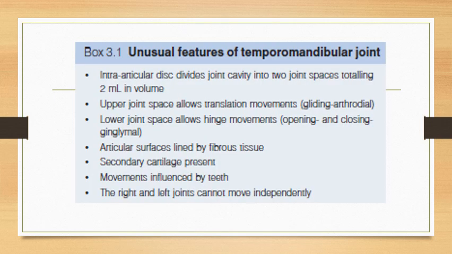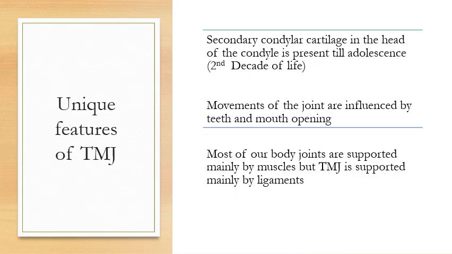So we'll briefly look at the different unusual or unique features of the temporomandibular joint. We've already talked about the interarticular disc that divides the two joint spaces. And then we have the articular surfaces that are lined by fibrous tissue as compared to hyaline tissue, which is present in other synovial joints, namely the knee joint, the hip joint, and the elbow joint. Another important feature is the presence of secondary condylar cartilage, and the movements of the temporomandibular joint are influenced by teeth, and the right and left joints cannot move independently.